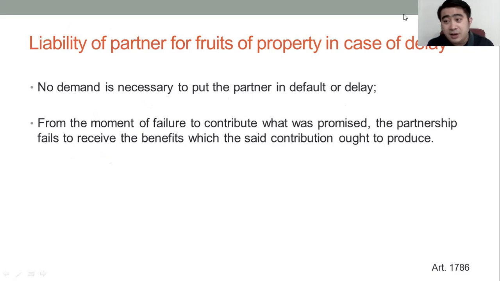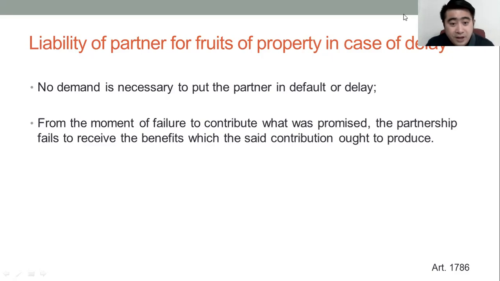Ibig sabihin, kung let's say pinag-usapan ninyo magbabayad ka ng 10,000 pesos after 10 days, tapos yun lang, hindi ibig sabihin na kapag lumampas na sa date na yon, pananagutan ka na agad for interest or for damages whatever. So dapat gagawa muna ng demand. Dito hindi kailangan ng demand when it comes to a partnership, when it comes to the contribution by a partner in the partnership.